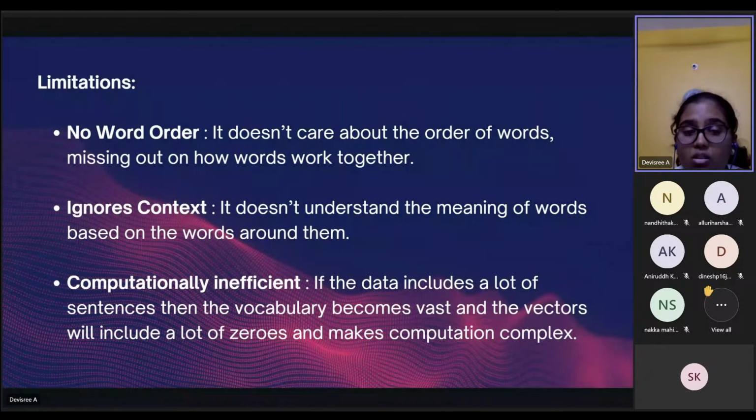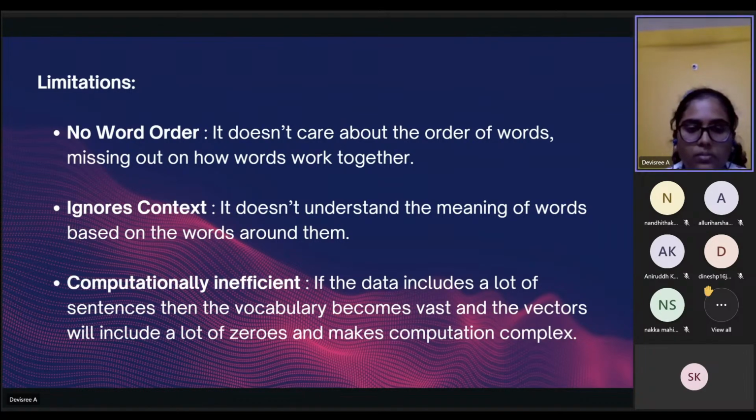Secondly, it ignores the context. It doesn't understand the meaning of the given words based on the words around it. For example, as I told you in the previous case: I like eating an apple, and I want to buy an apple phone. In these cases, the word apple has a different context in the two cases. But it doesn't take that into consideration and it ignores the context.